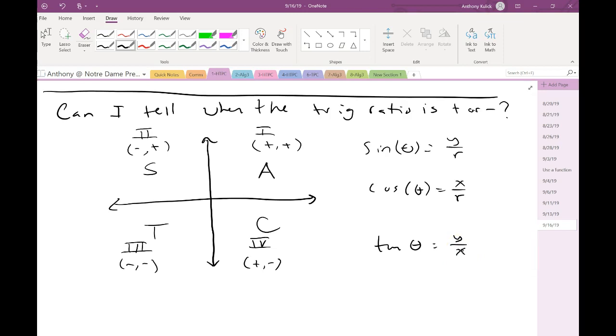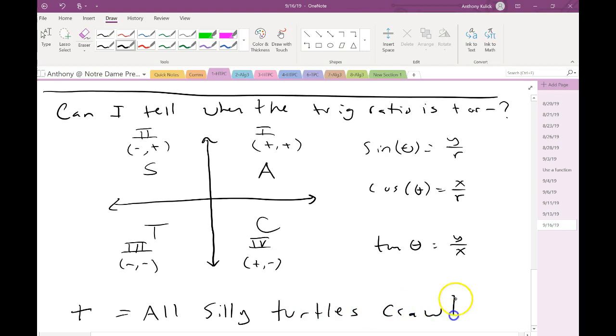So the acronym that we'll remember to tell us which one is positive is all silly turtles crawl. So all, silly, turtles, crawl.